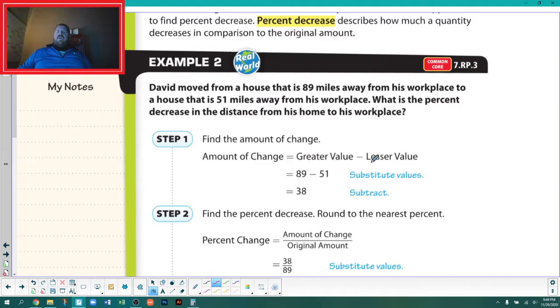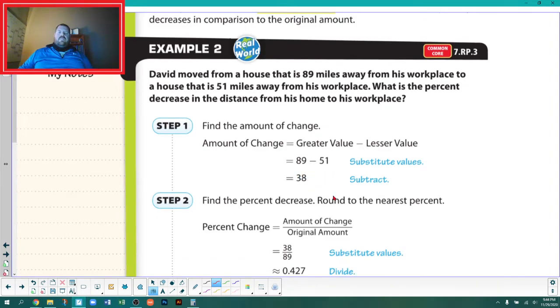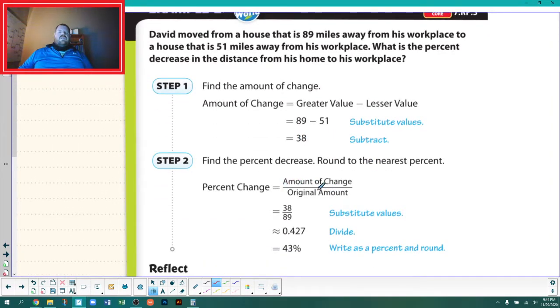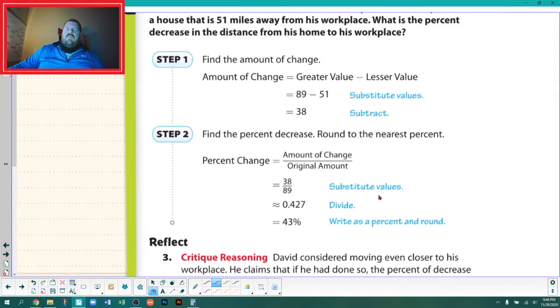So we do want to go greater minus lesser. We want to take the 89 minus 51, and we get 38. And then we want to use that same idea, amount of change over original amount. So 38 divided by 89 is about 0.427. So rounding that, we move the decimal over and we get about 43%. Okay.